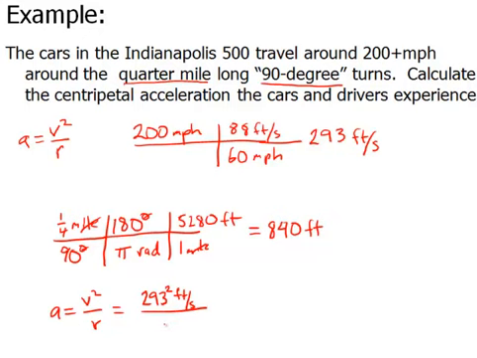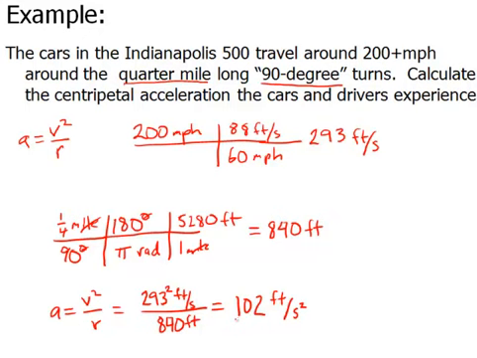And divide that by the radius, which is 840 feet. And when I calculate that, 293 squared divided by 840, I get 102. And the units for this, since it's feet per second, and really this unit is squared, feet per second, divided by feet, one of the feet cancels out, so I'm left with feet per second squared. So that's a standard unit for acceleration.